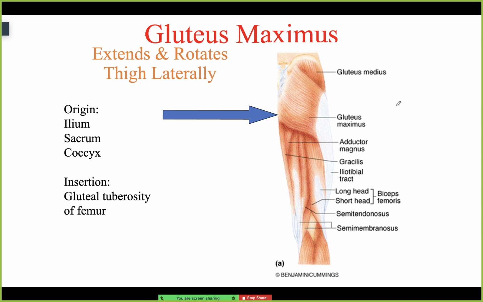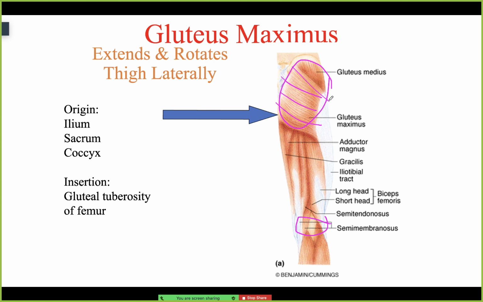Now moving our way down, we're going to go to the leg. This is a right side leg from a posterior view. So this is the gluteal region, the butt. This is behind the knee right here. The gluteus maximus is this one, the largest gluteal muscle that we have. It is there to extend and rotate your thigh laterally.